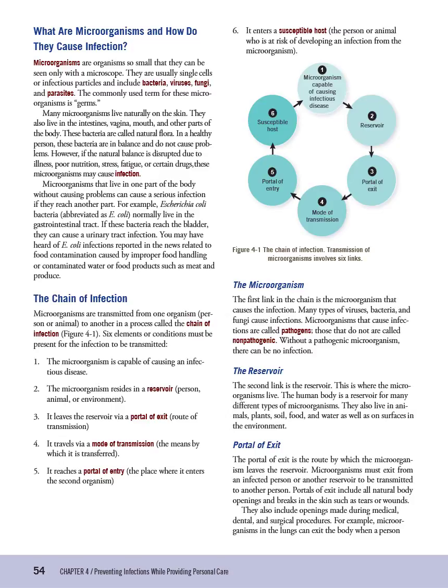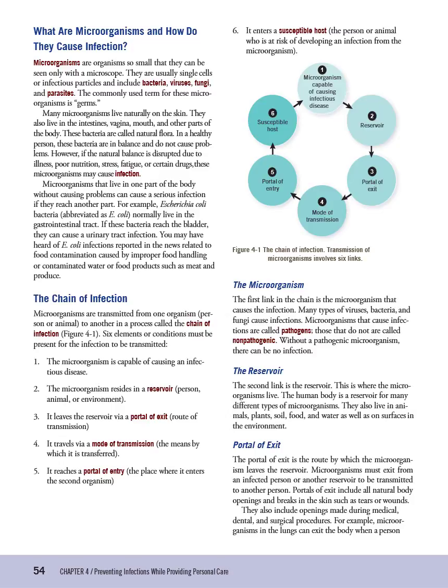The microorganism. The first link in the chain is the microorganism that causes the infection. Many types of viruses, bacteria, and fungi cause infections. Microorganisms that cause disease are called pathogens. Those that do not are called non-pathogenic. Without a pathogenic organism, there can be no infection. The reservoir. The second link is the reservoir. This is where the microorganisms live. The human body is a reservoir for many different types of microorganisms. They also live in animals, plants, soil, food, and water, as well as on surfaces in the environment.